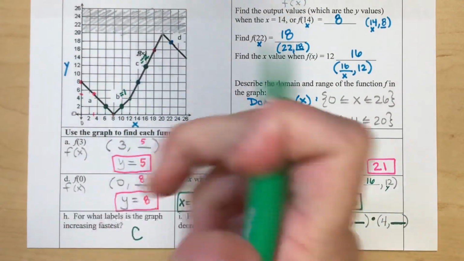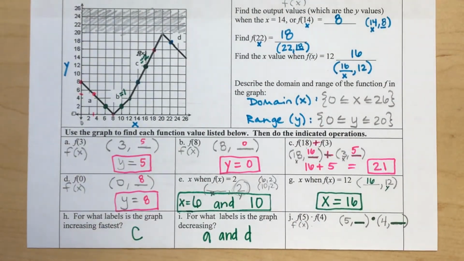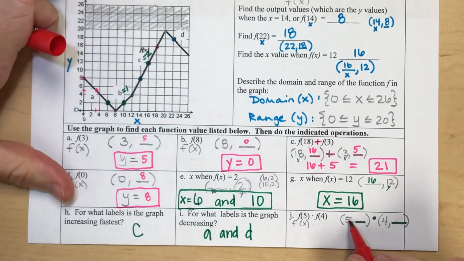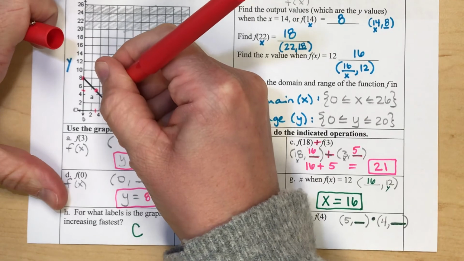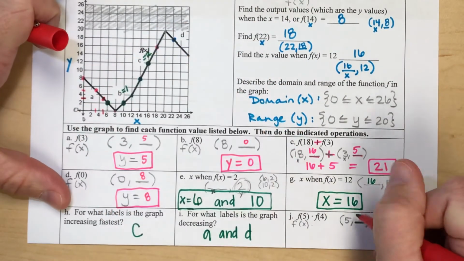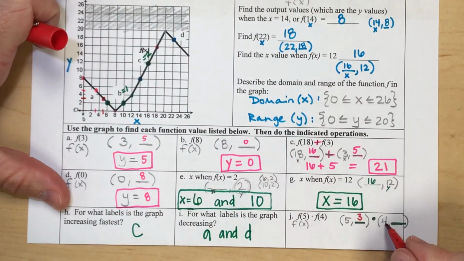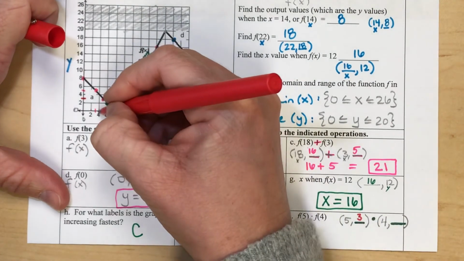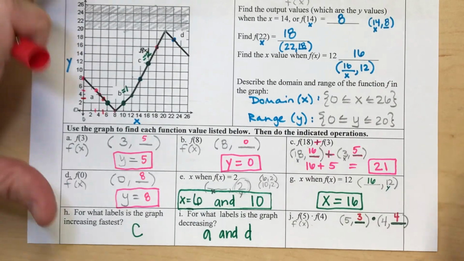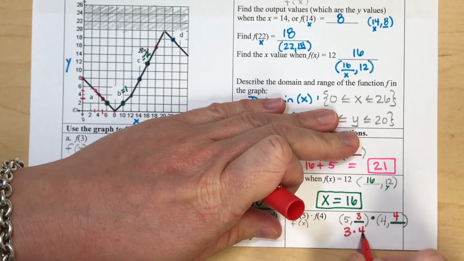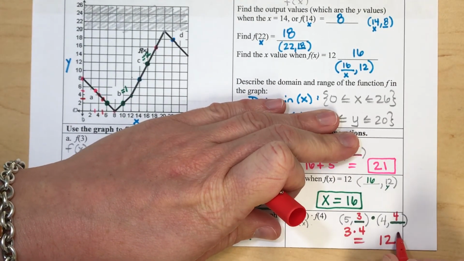So over here, I'm going to find my x value of 5. So here's 5 on my grid in between 4 and 6. And that output would be a value of 3. And then I'm going to find my input of 4, which would be here. And that output would be the number 4. And I'm going to take my 3 times my 4 and get a value of 12.